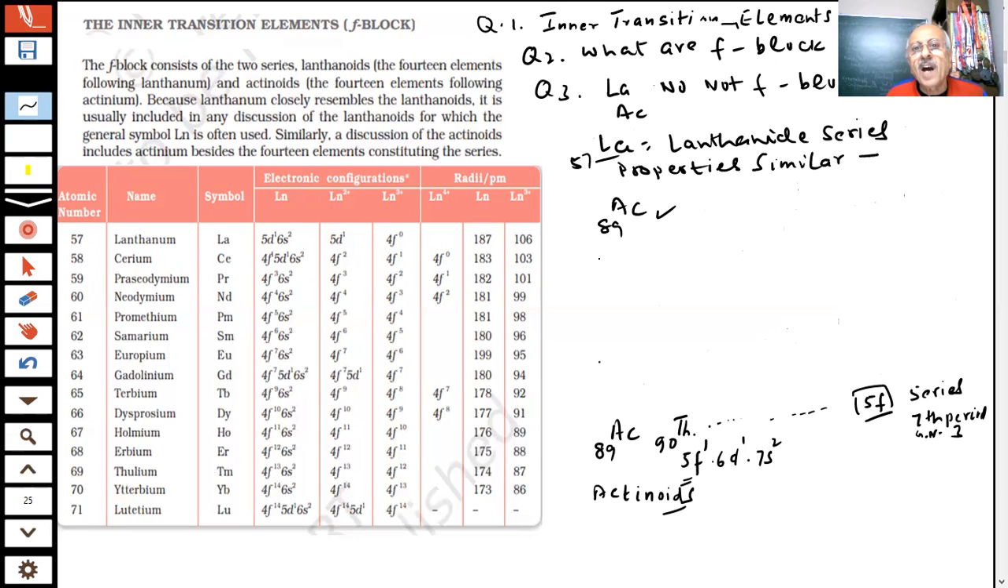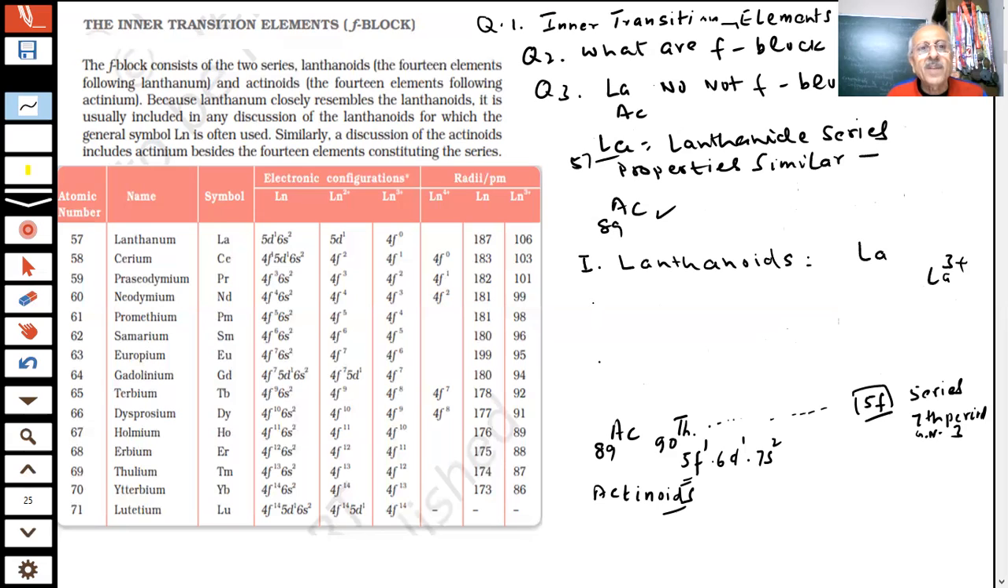Therefore, students, today we are discussing the inner transition elements, the F block elements, in which we are talking of two series. The first series we will be discussing today is the lanthanoids. Sometimes they are referred to as Ln. When I say Ln, it does not mean lanthanum, it means a complete series. When you say Ln3+ ions, that means the lanthanide series.